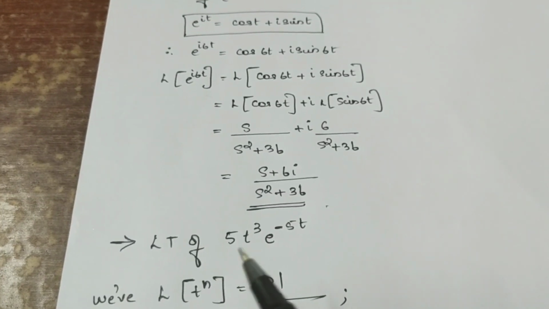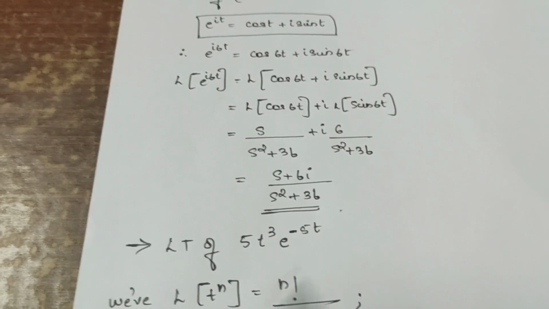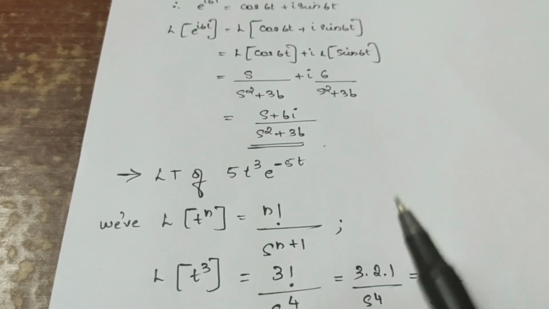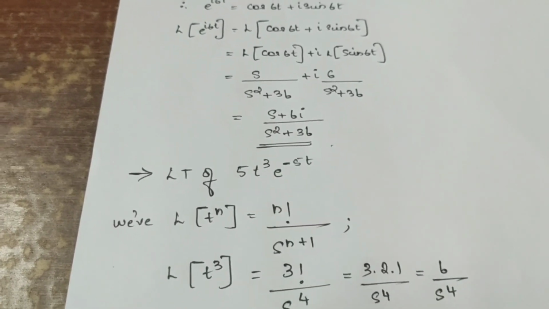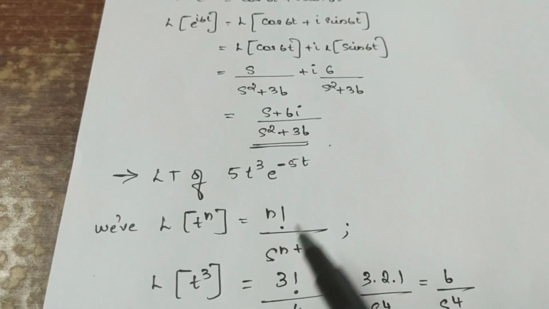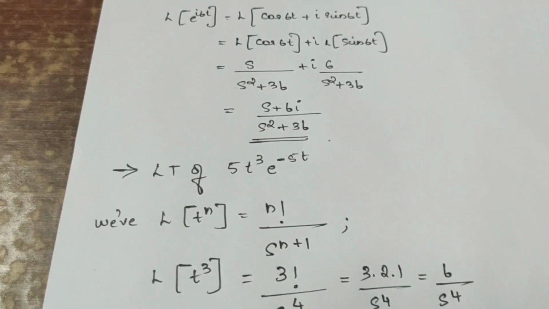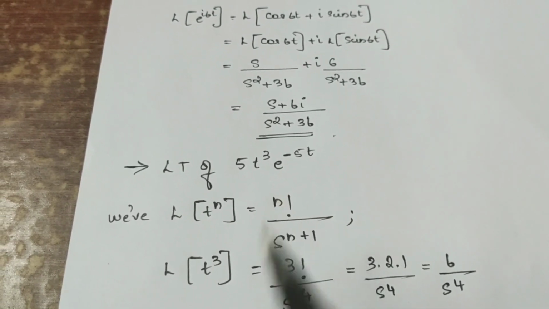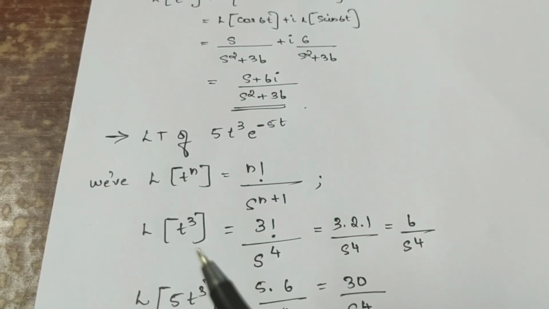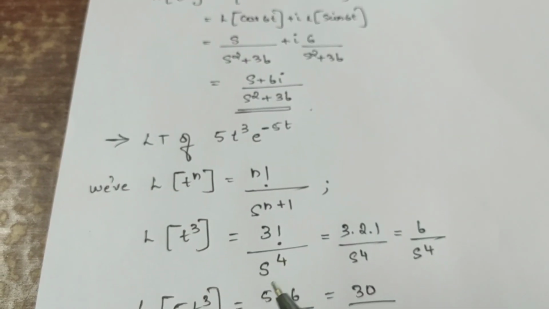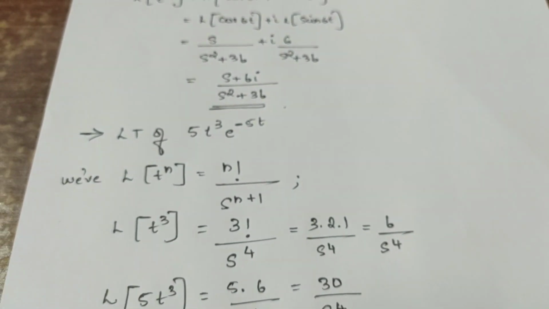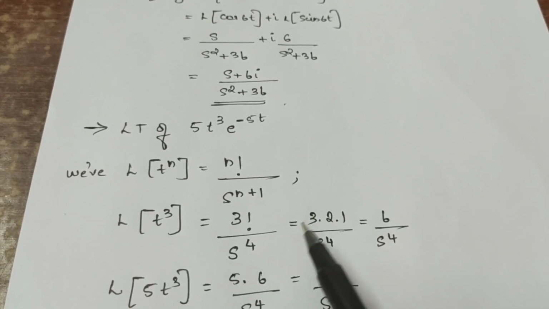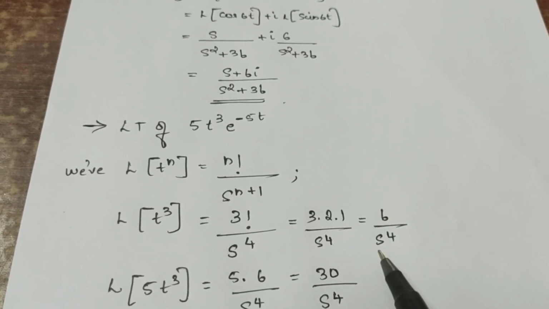Now, Laplace transform of 5t cube e raised to minus 5t. If we get something like this, what can we do? Here we have a term t raised to 3. We all know Laplace of t raised to n is n factorial by s raised to n plus 1. So let's find the Laplace transform of t cube. It's very easy, just substitute the value of n. Here n is 3. So Laplace of t cube equals 3 factorial by s raised to 3 plus 1, which is 4. So 3 factorial by s raised to 4. What is 3 factorial? 3 into 2 into 1, which is 6, by s raised to 4.